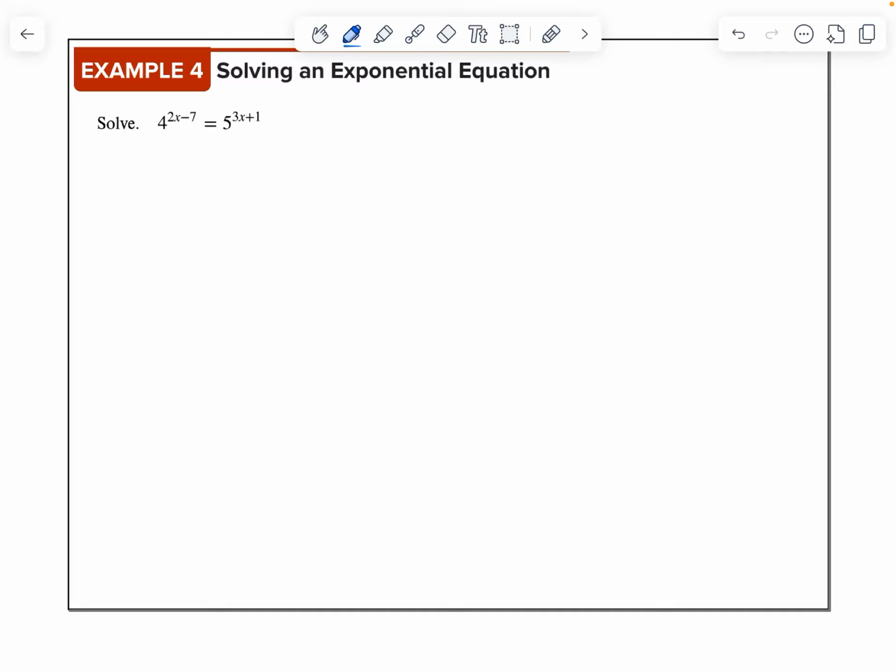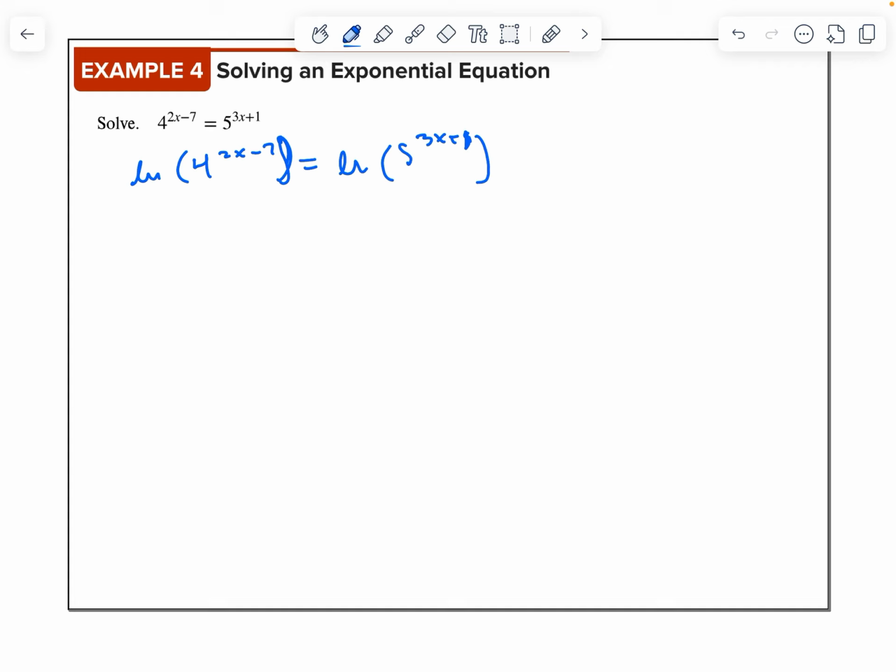So this math trick, this is another trick in your bag of tricks. I'm going to apply ln on both sides: ln of 4 to the 2x minus 7 equals ln of 5 to the 3x plus 1. I just applied an ln to both sides. I did the same thing on both sides. As long as I keep it balanced, it's legal.